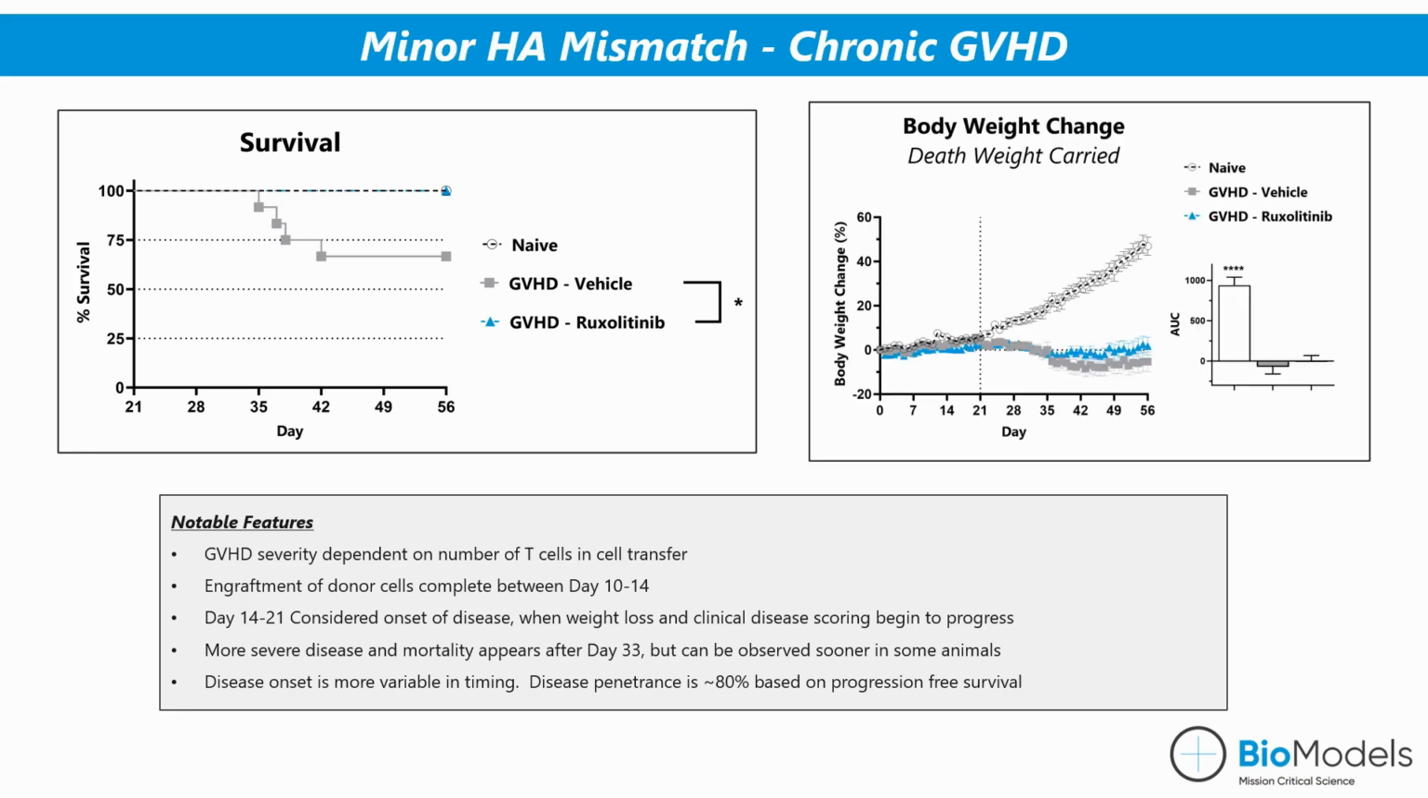Looking at the weight change here, you can see that it's a little bit different than what we saw in the acute model. The animals here don't typically lose weight following total body irradiation. And while the naive animals gain a good amount of weight over the course of the study, we can typically see mild to moderate weight loss in the diseased animals. And as you can see here, we only see mild benefits with ruxolitinib treatment.